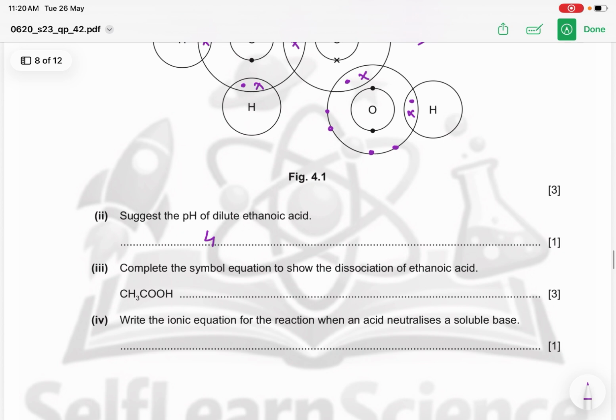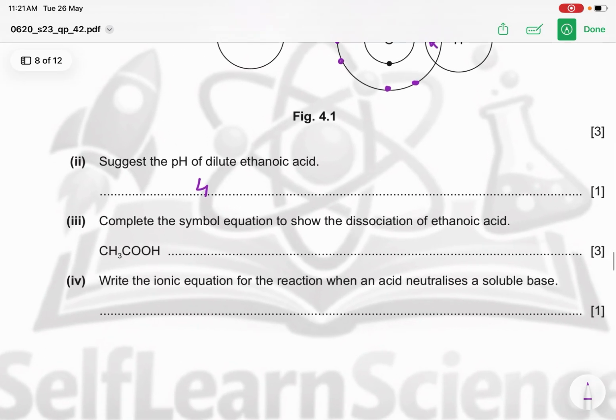Complete the symbolic equation to show the dissociation of ethanoic acid. So as I said, ethanoic acid is a weak acid. So it will be a partial dissociation. That's why we will have a reversible reaction here. So it is CH3COO minus and H plus.